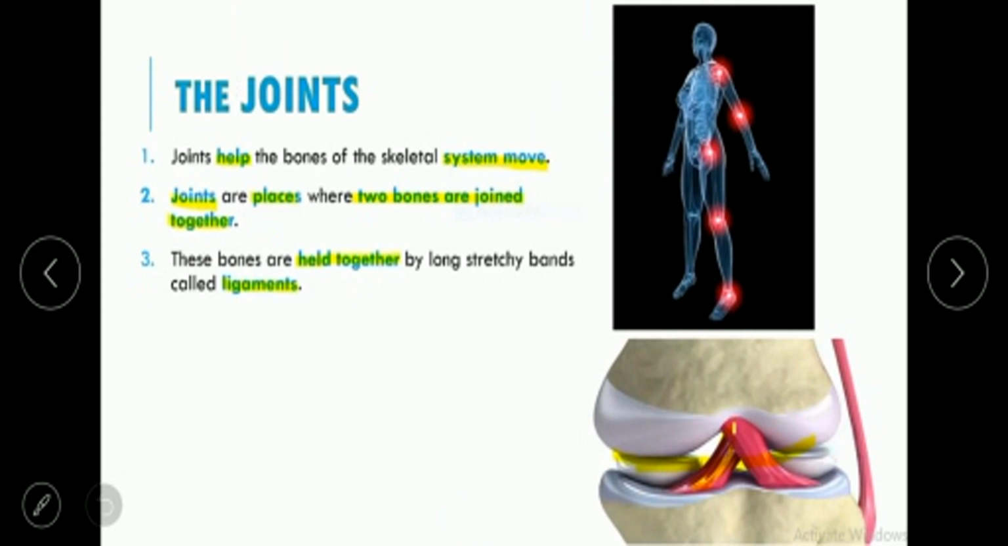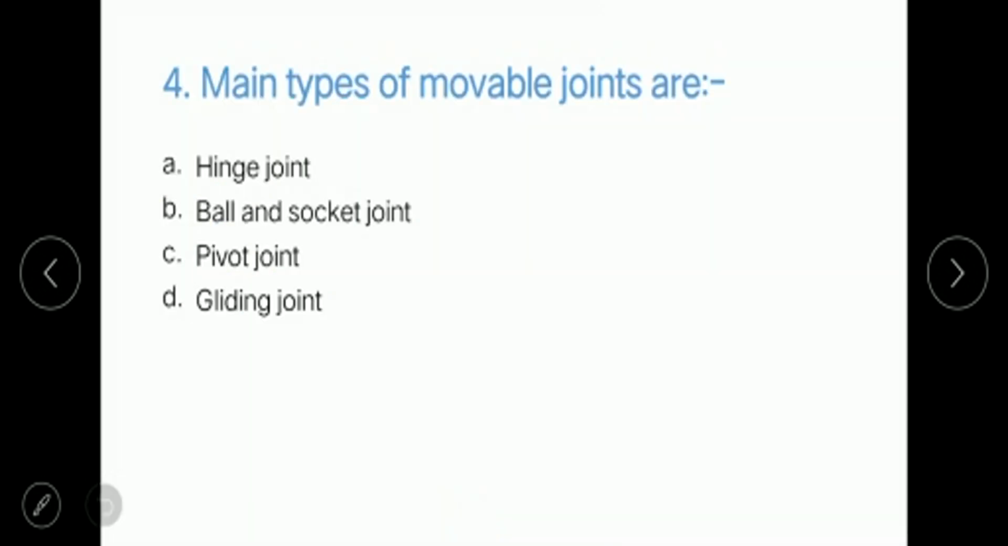As you know, there are many joints in the body. Different joints allow different types of movement, but there is only one bone of the skull that doesn't allow movement. If you remember the skull, this is the only bone where there is no movement. Only the lower jaw could move, the rest had no movement. So when we come to the types of movable joints, we are going to see the hinge joint, the ball and socket joint, the pivot joint, and the gliding joint.